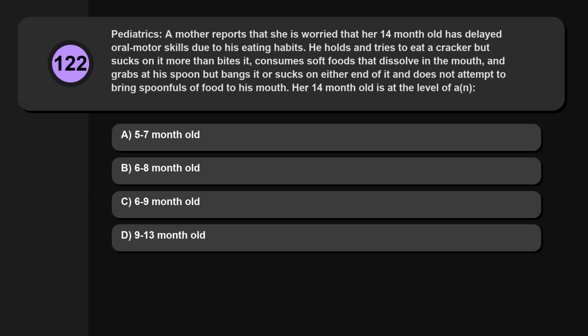Option A, 5 to 7-month-old. Option B, 6 to 8-month-old. Option C, 6 to 9-month-old. Option D, 9 to 13-month-old. The correct answer is option C, 6 to 9-month-old.